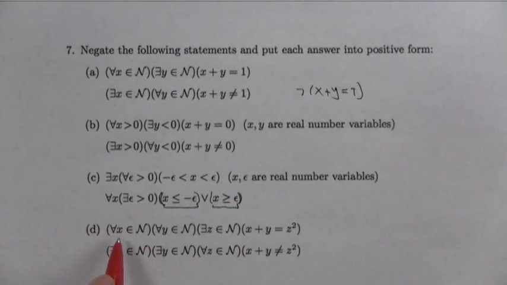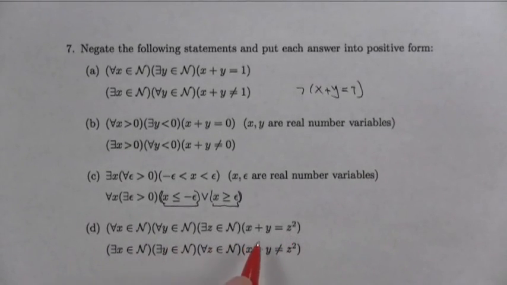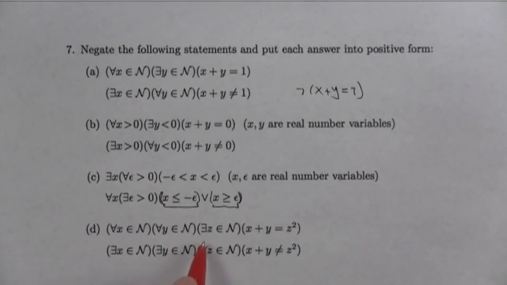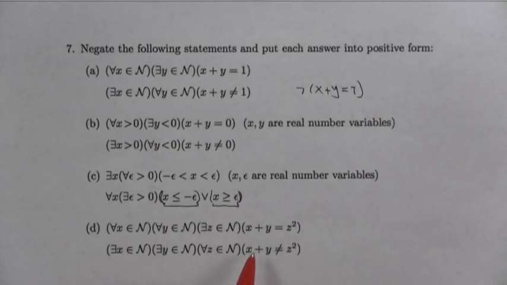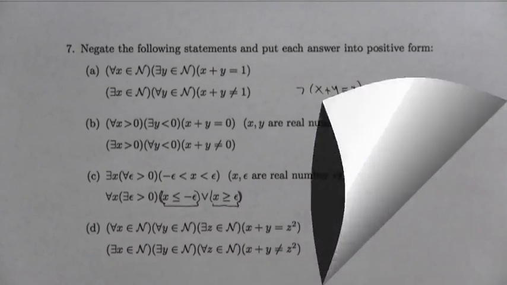Moving on to the last part, for all x in N, for all y in N, there's a z in N, x plus y equals z squared. We're not talking about whether these are true or not, we're just writing them down and negating them. So you get there exists an x in N, there exists a y in N, for all z in N, and I've just written this again, x plus y not equal to z squared. You could simply put a negation sign in front of that expression. Okay, well that's number 7. It's fairly straightforward. Let's move on to number 8.